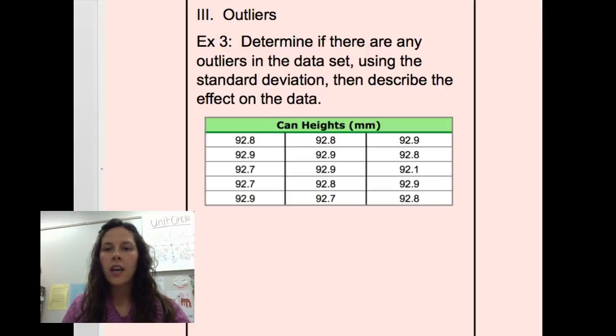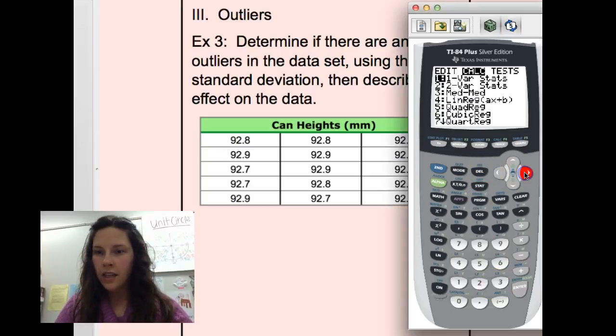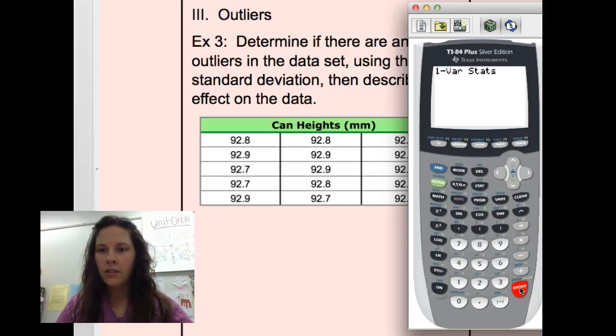Finally, we're going to take a look at using the standard deviation to determine if there are any outliers in the data set. So I entered the data into my list in my calculator, and as you're looking through the data, it's all very similar. There's one data value of 92.1 that might be an outlier, but it's still really close to the other data values as far as being off by 0.6 millimeters. So we'll see what happens when we edit our data and calculate that standard deviation. Again, one variable stat, so I'm going to use list 1, which is the default list.